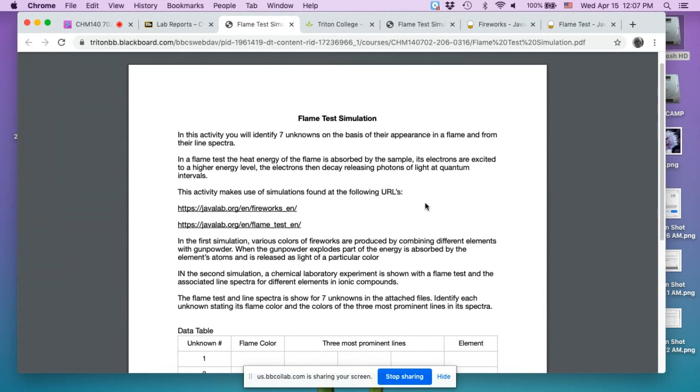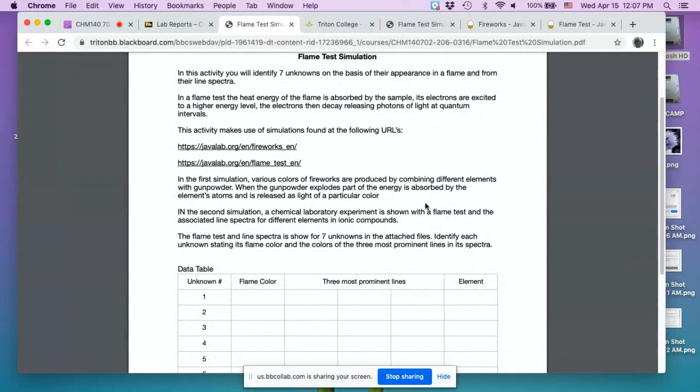This activity makes use of the simulations found in the following URLs. The first one is the fireworks simulation, and the second one is the actual flame test and spectra. In the first simulation, various colors of fireworks are produced by combining different elements with gunpowder. When the gunpowder explodes, part of the energy is absorbed by the atoms of a certain element, and it releases light of a particular color depending on the element. It's amazing the Chinese figured this out a long time ago and produced fireworks.